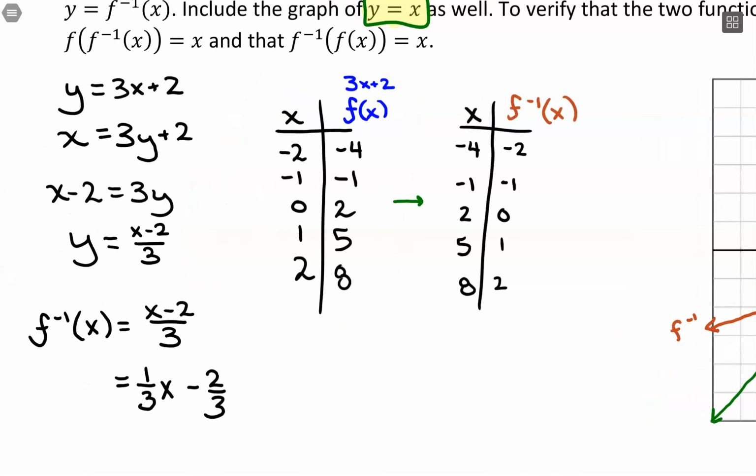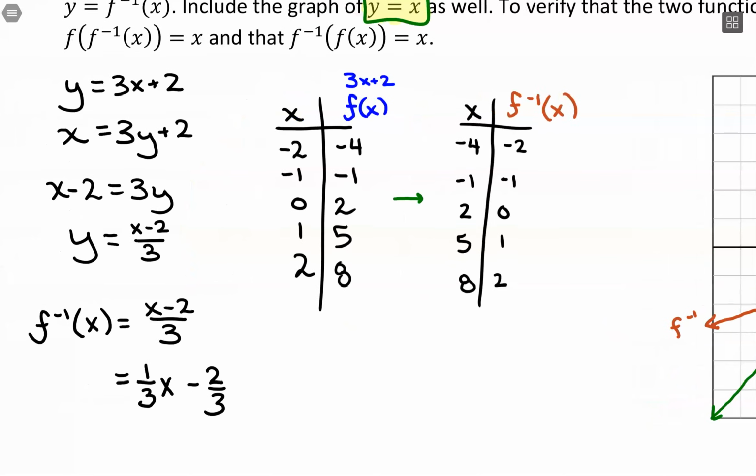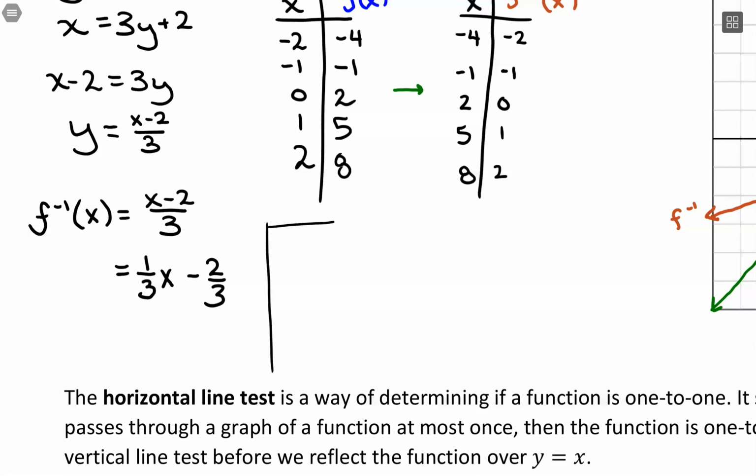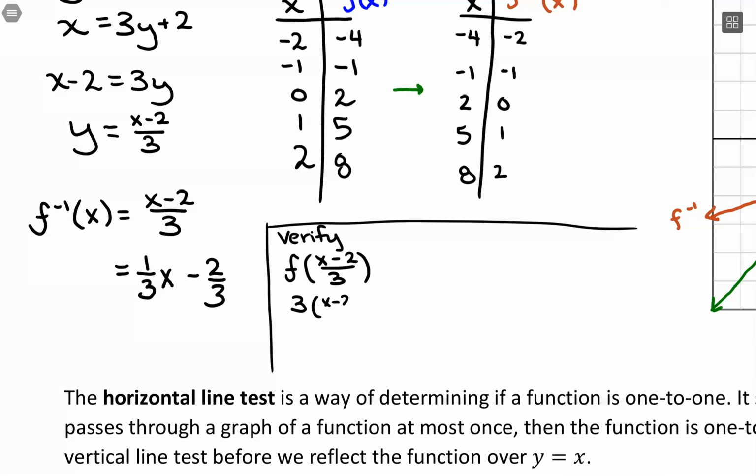Alright, let's go ahead, and our last step here is to verify that this works. So we're going to go ahead and verify by looking at the composite functions. So f of our inverse function, so our inverse function was that x minus 2 over 3. And f tells us to take 3 times the input plus 2. And what we'll have are those 3's cancel out, so we'll have x minus 2 plus 2. Then we'll just have an x, which is exactly what we want.